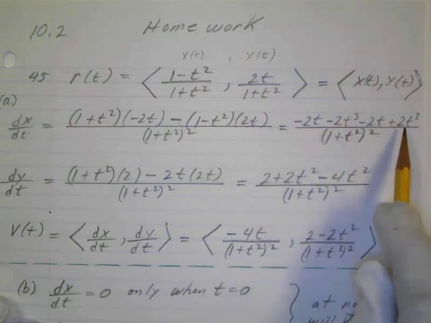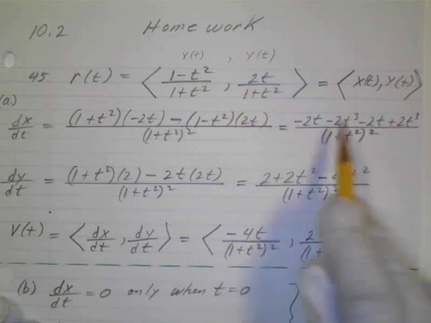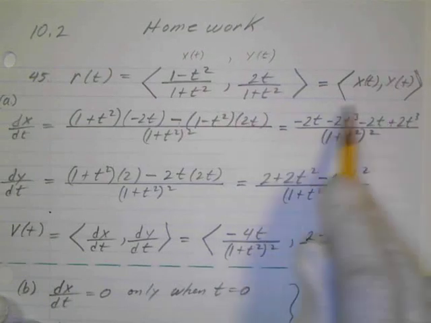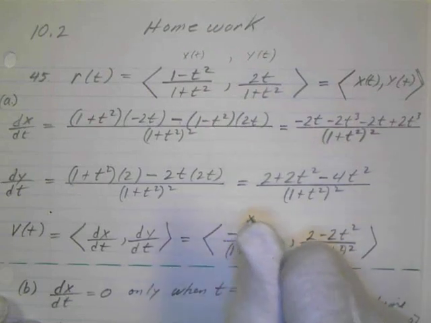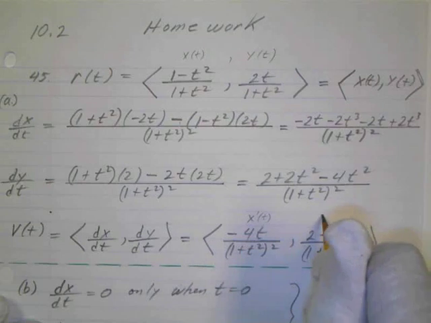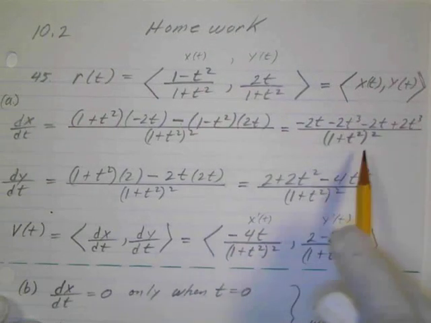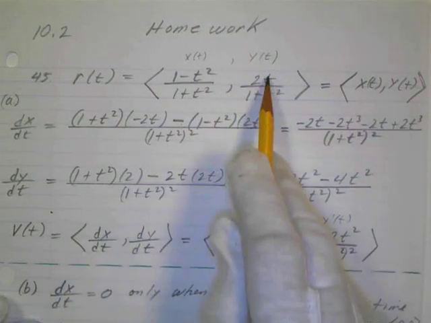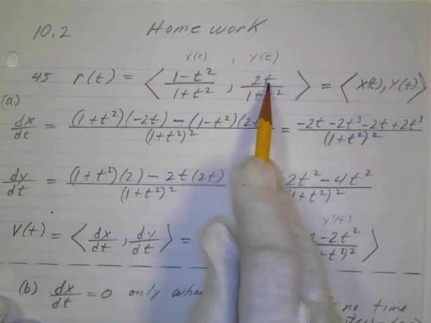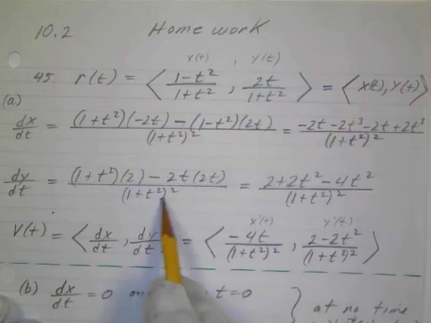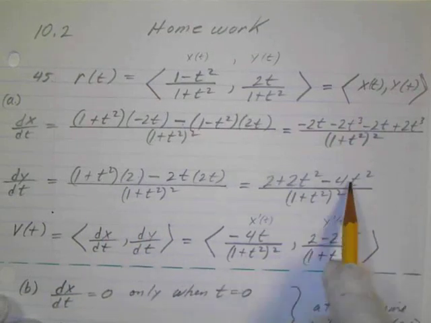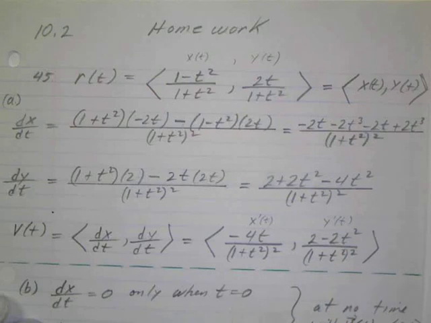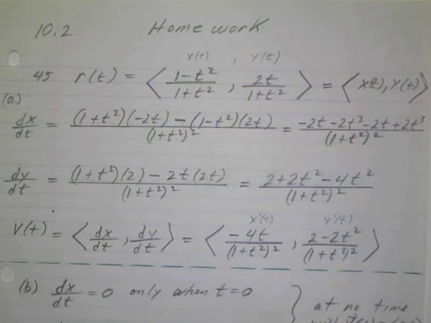The negative 2t squared and the positive 2t squared become 0, so we get negative 4t all over this. So this is my x prime of t. And my y prime of t, that's the derivative here. Again, same thing, low d high, less high d low, denominator squared below. Multiply out, and it ends up with 2 minus 2t squared on the top, and we have the same denominator. So there's your velocity vector.